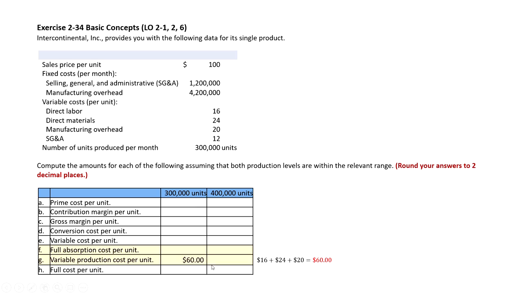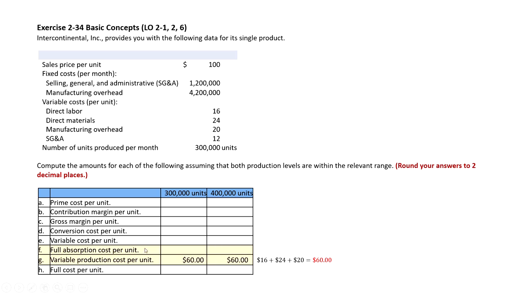Now, I want to shift over to 400,000. And again, go back to the concepts of fixed and variable. Variable costs stay the same per unit. So it doesn't matter if we're in the relevant range, our normal range of activity. It doesn't matter if we're producing 300,000, 310,000, 400,000. It's still going to be $60 per unit. Now the total's going to shift because if I wanted total variable production costs, I'd take that $60 per unit and multiply it times the production level, which obviously is changing in this situation.